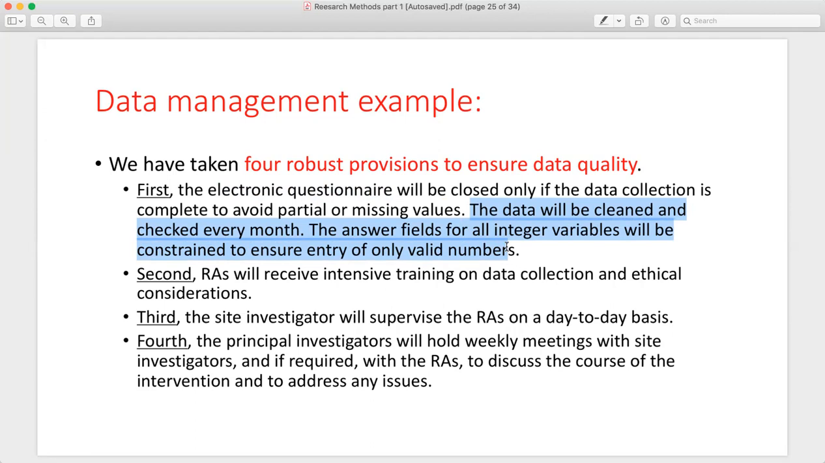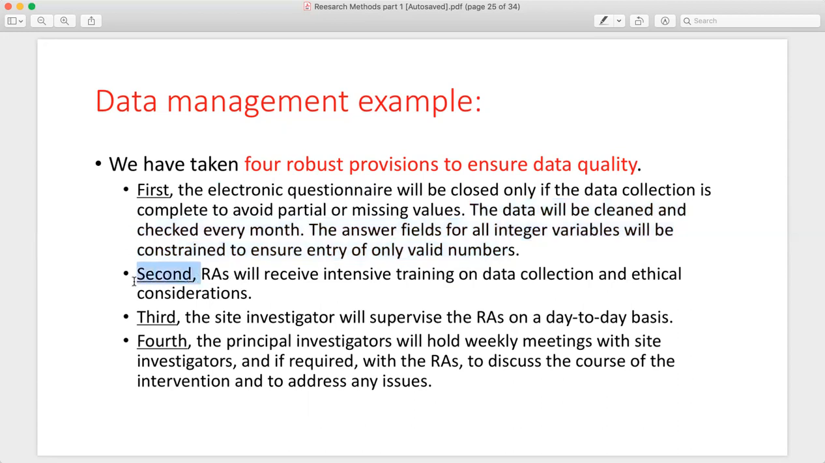So for example, if we are asking how many days a week do you drink milk, then if you enter 8, the system will not take it. It will say that this is invalid, just enter a valid number. So that's how also you can do some quality control.